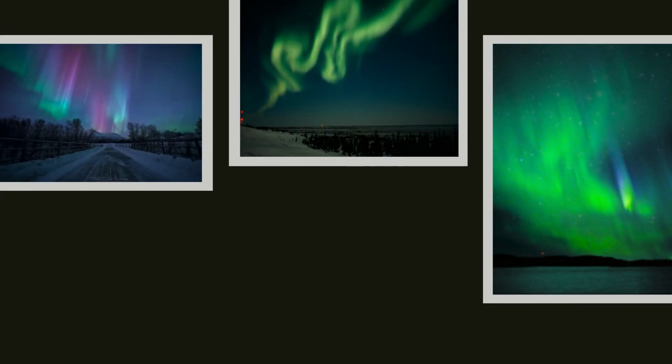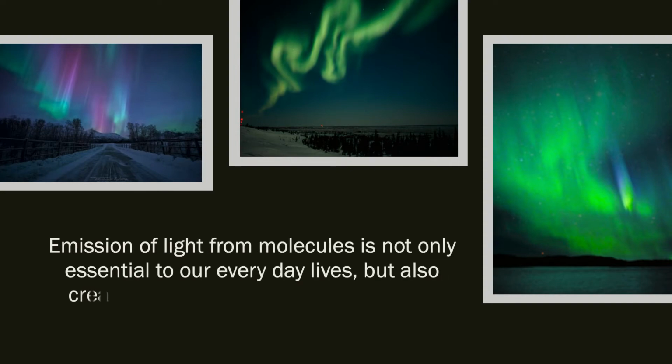The emission of light from molecules is not only essential to our everyday lives, but it also creates some spectacular phenomena.